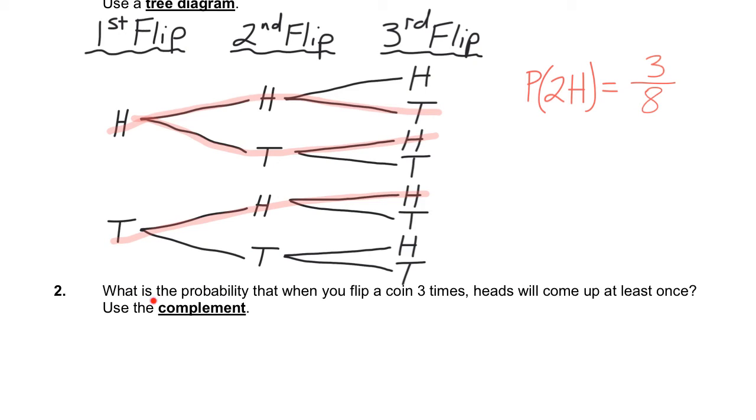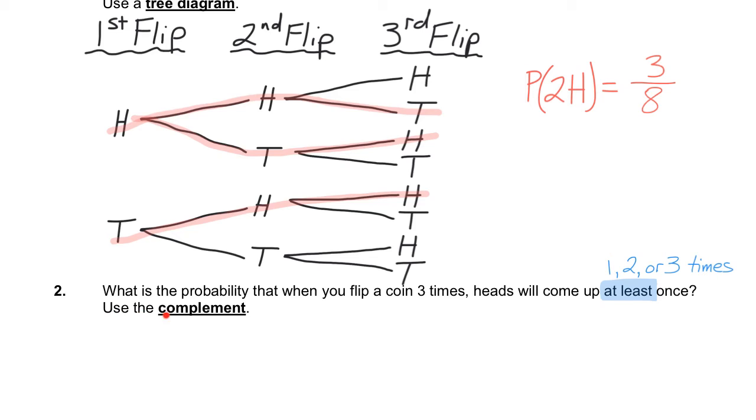The next question says, what is the probability that when you flip a coin 3 times, heads will come up at least once? Notice it's not asking the probability when heads will come up once. It's at least once. So what does that mean, at least once? Well, it means once or twice or 3 times. So to find the probability of this, you could count up the number of outcomes where you get 1 head. You could count up the number of outcomes where you get 2 heads. You could count up the number of outcomes where you get 3 heads, and then add all those together to get the total number of ways you could get heads at least once.